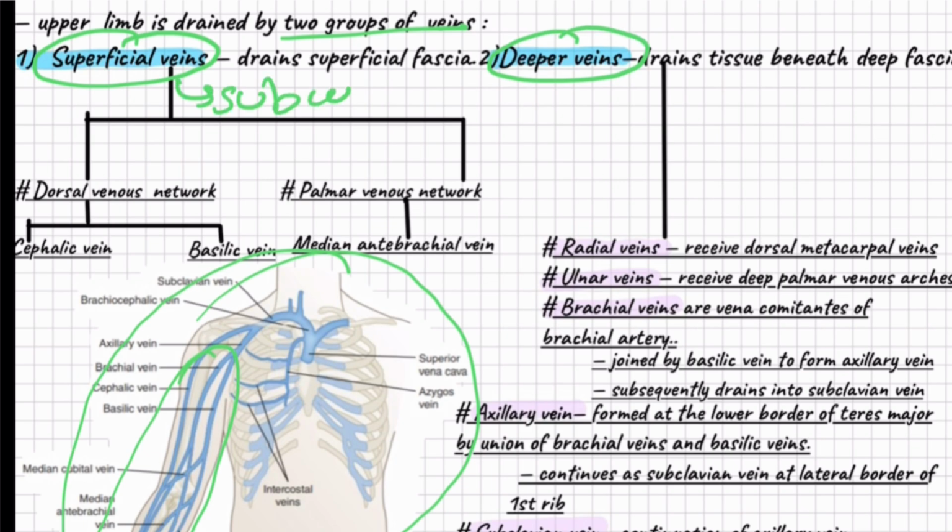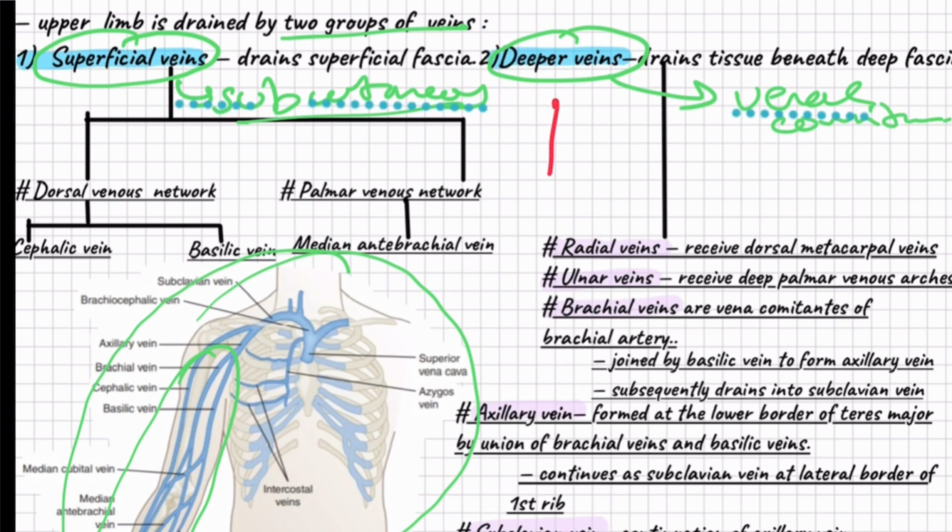Superficial veins are subcutaneous. They are present just below the skin within the superficial fascia, and the deep veins accompany the arteries, and they are usually present in the form of venae comitantes. That is, the veins are present on either side of the artery. The deep group veins drain the tissue beneath the deep fascia. So these two groups, the superficial group and the deep group, are connected by perforating veins.